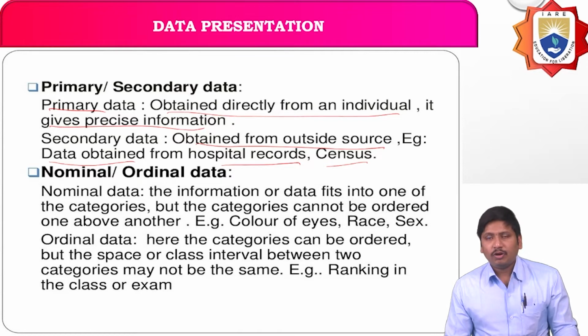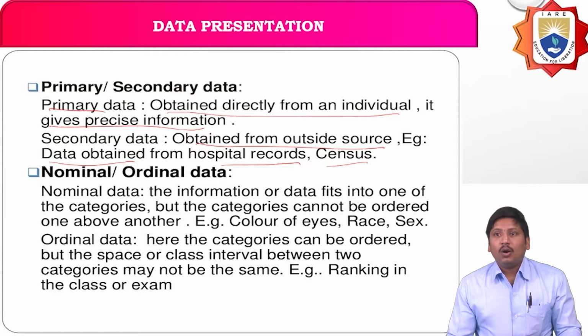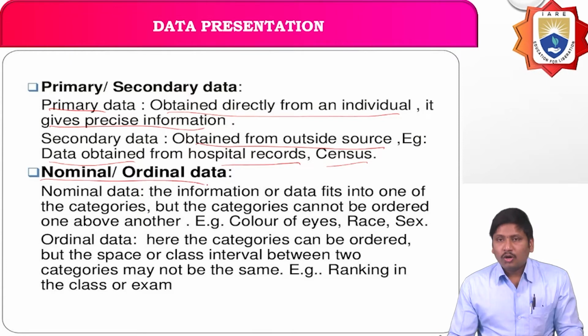Similarly, here the data is also of two types: primary data and secondary data. The primary data is nothing but where the data is obtained directly from an individual, and again it can give some precise information. That should be the original one. And then secondary data is obtained from an outside source. That may be, for example, data obtained from hospital records and census.